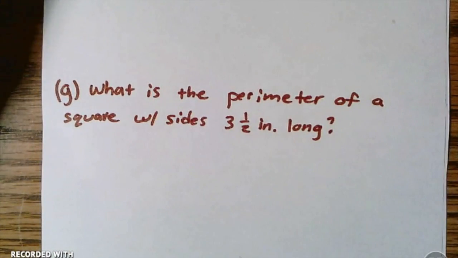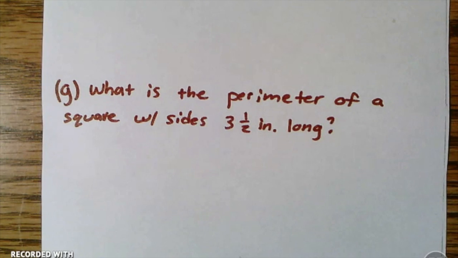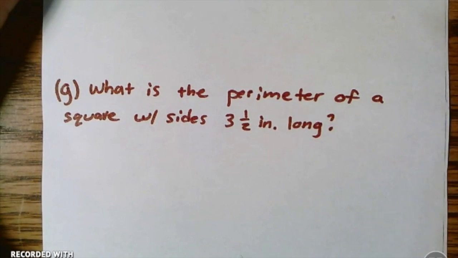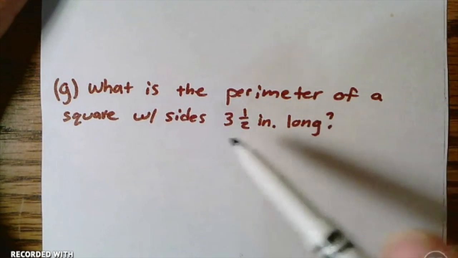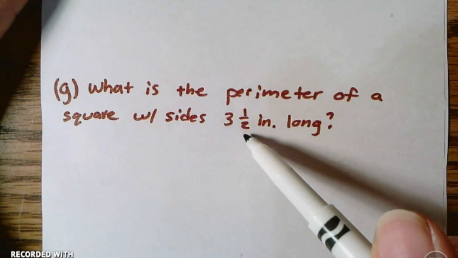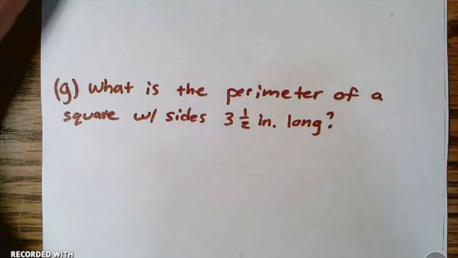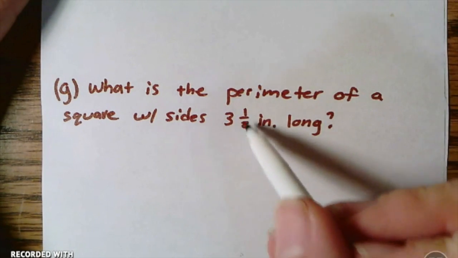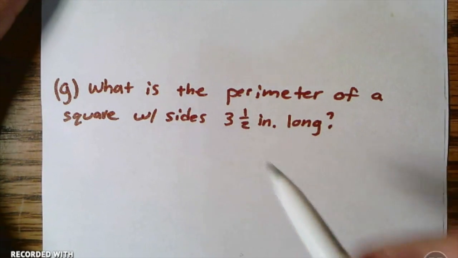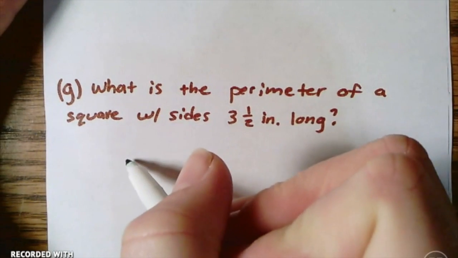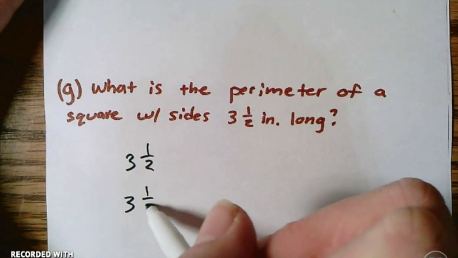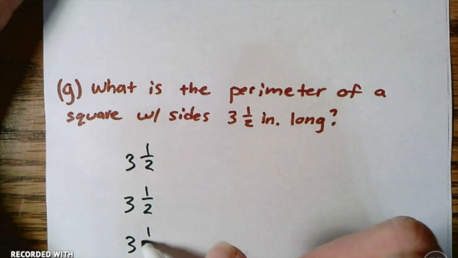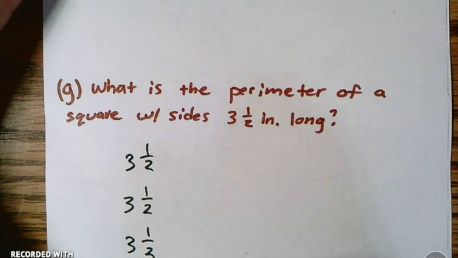Now G, here's the last one we're going to do together. This says, what is the perimeter of a square with sides 3.5 inches long? So to find the perimeter, I'm going to add all the lengths of the sides. We know that it's a square and that they all are 3.5 inches. I really could multiply this number by 4, but since this lesson is on adding, we're going to do it that way. So I have 3 and 1/2, 3 and 1/2, 3 and 1/2, 3 and 1/2.